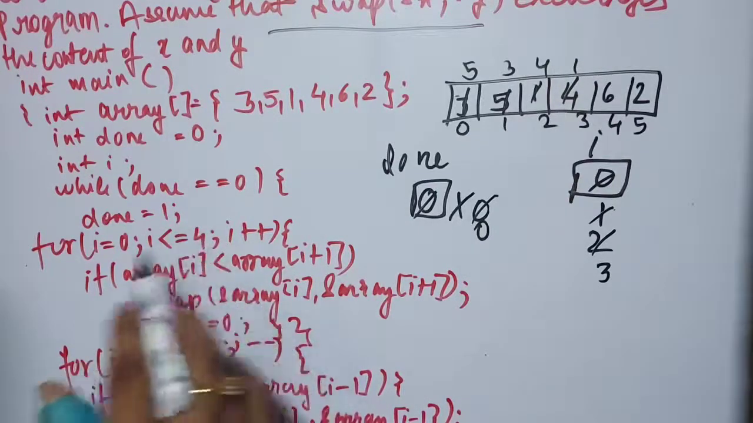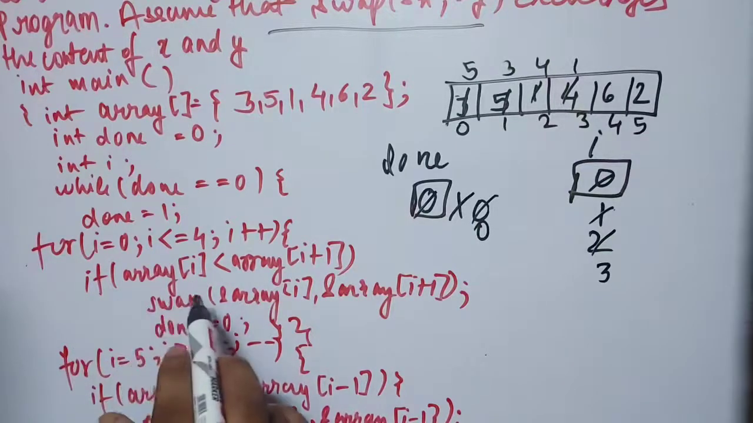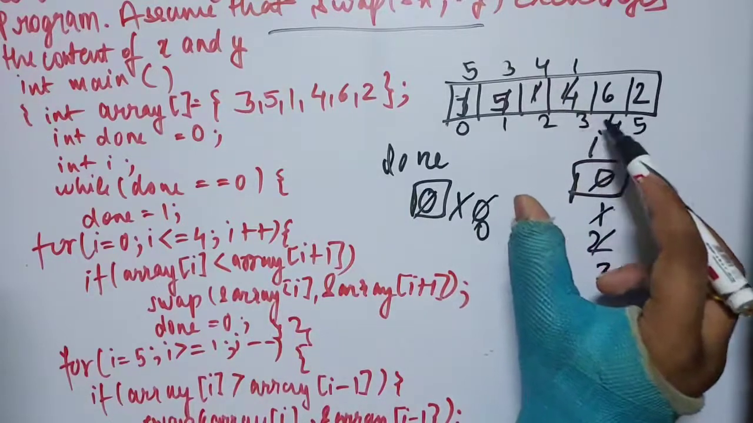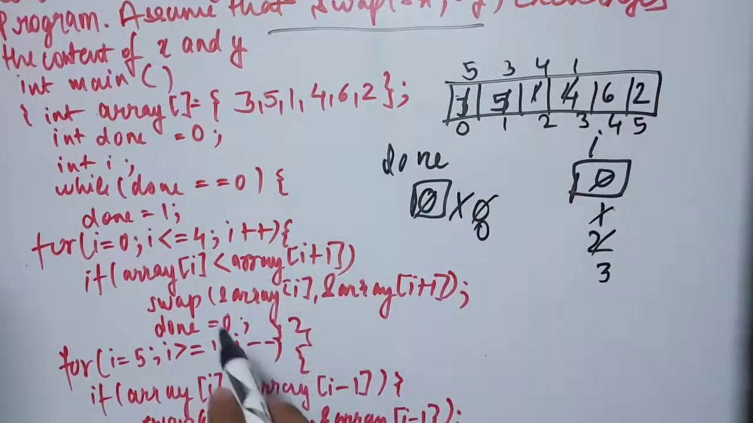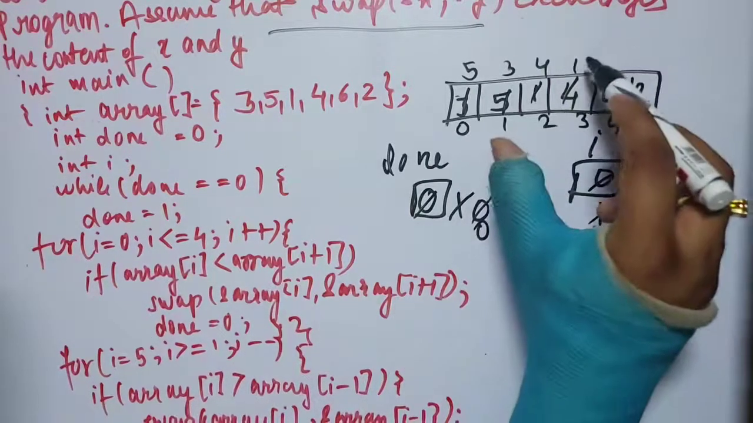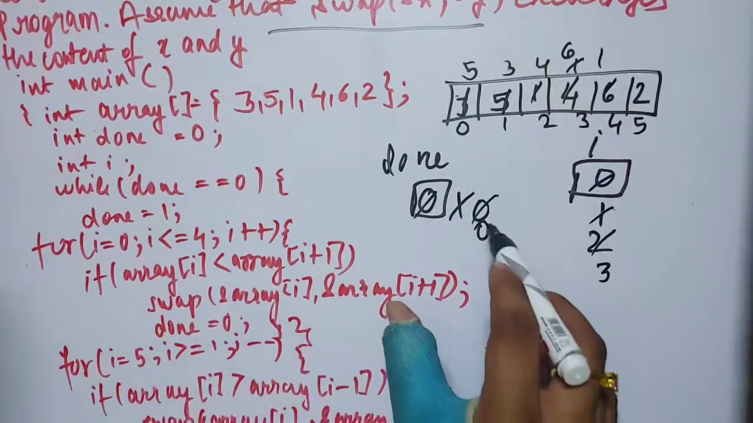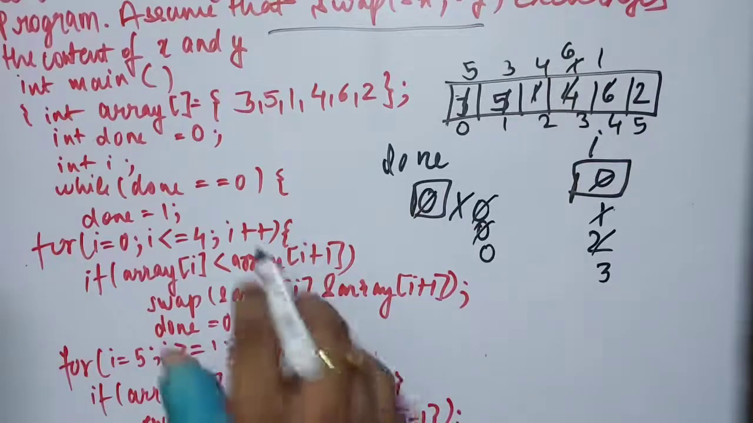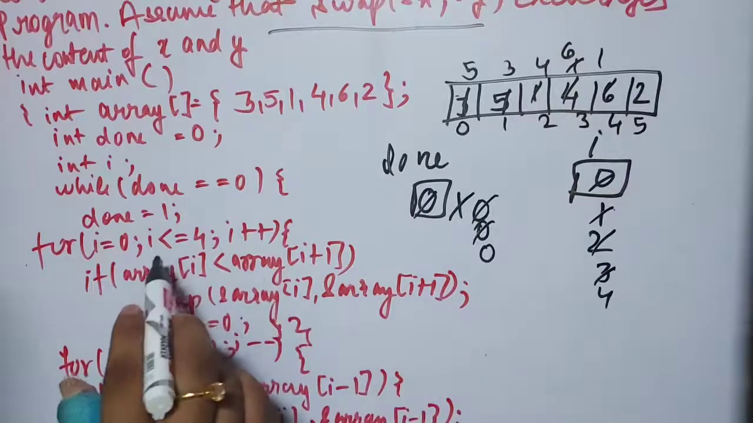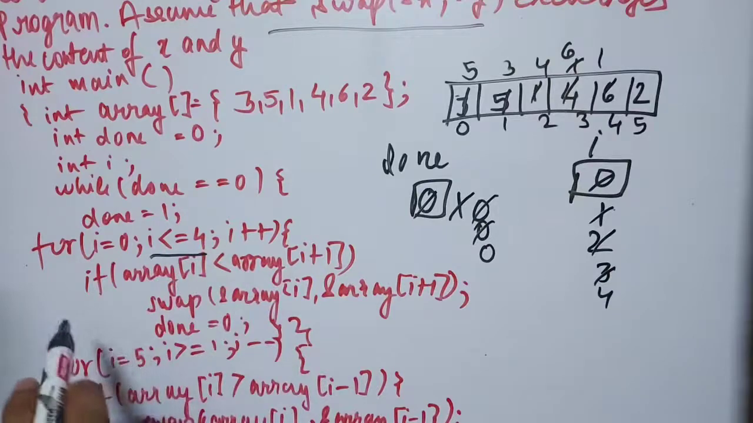to 4, the condition here in the for loop is true, so it will now enter the if condition. If array[3] is less than array[4], array[3] which is 1 and array[4] which is 6, so the condition here is true. Now it will exchange the contents of array[3] and array[4], so 6 comes here and 1 comes here, and done is 0, so 0 again. Now i gets incremented, so 3 plus 1 which is 4, and now we will check the condition. 4 is less than or equal to 4, the condition here is true, so it will now enter the if condition.